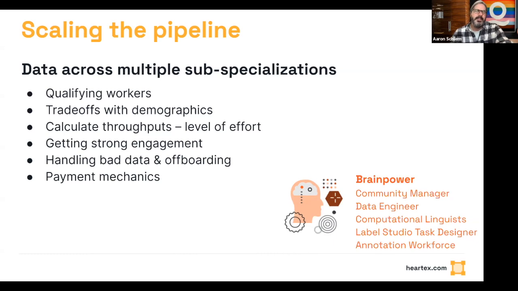The next item here is this idea of trade-offs on demographics, and I want to explain that a little bit further. There's no such thing as a perfect annotator. Some people have more subject matter knowledge. Some people have less subject matter knowledge, but are really effective at the mechanics of applying tags. Some people are just fast learners. There's a lot of things that you can value in the way that an annotator works. And sometimes you have to make trade-offs.